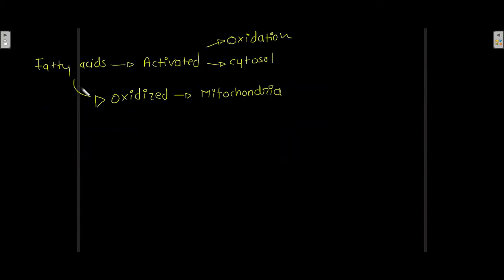Now, these fatty acids are activated for oxidation in the cytosol. Okay, in the cytosol, these fatty acids are activated, and then these fatty acids are oxidized in the mitochondria. They are activated for oxidation, and then they are oxidized inside the mitochondria.